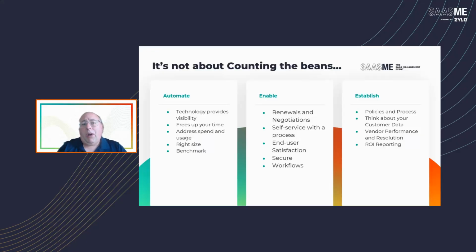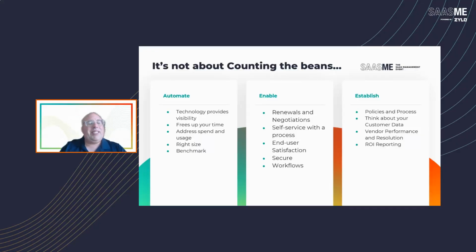You could also create policy around vendor performance and resolution, right? KPIs, SLAs, what if there's downtime? What's the resolution process? Because the last thing you need is any damage to your organization's reputation, any downtime that affects performance, and any costly fines that might result as well.